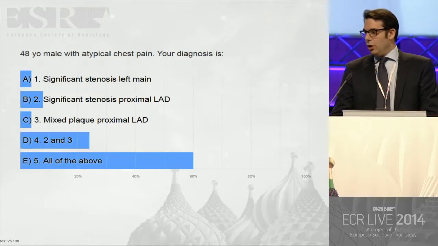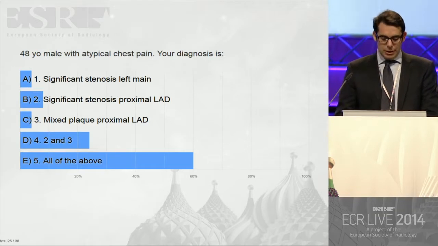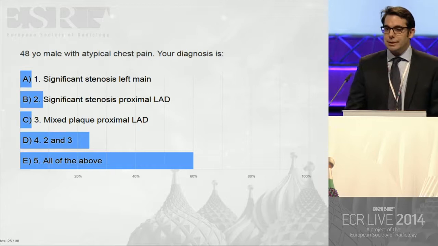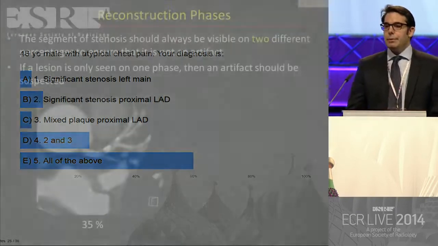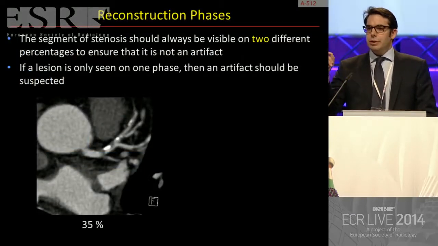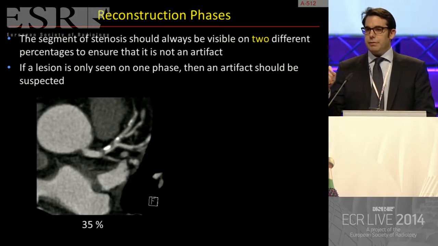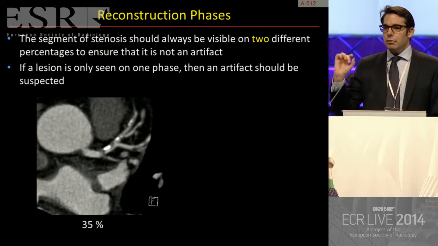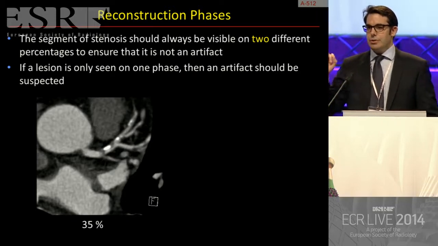So people said all of the above, almost everyone. And exactly this is what happened to me at the beginning. But see, remember, if you see stenosis, you have to confirm it. You have to confirm it, particularly if you have the ability to change phases. If it's real, it has to happen always.